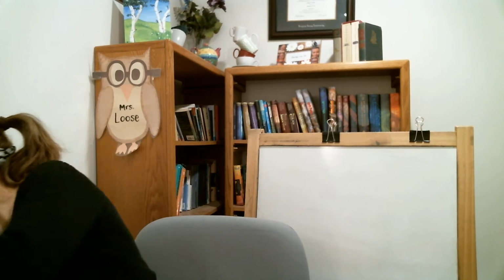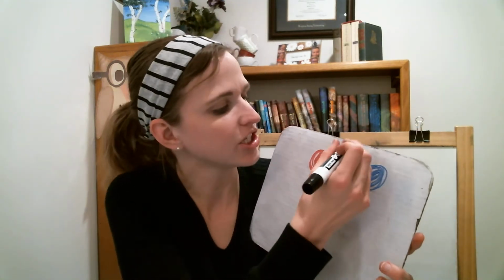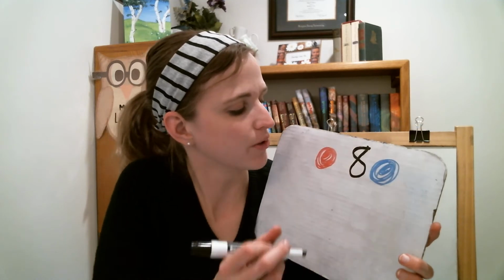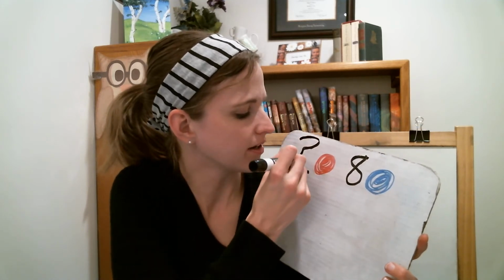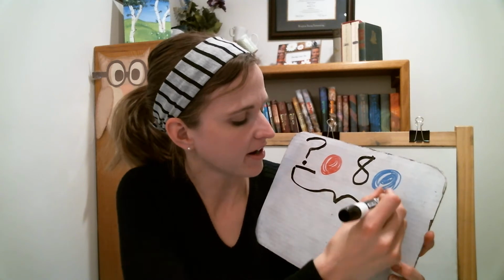Marla has some red marbles. She has 8 blue marbles. Marla has 13 marbles in all. Okay, so some of her marbles are red. Let me get out my red marker. Some of her marbles are blue, and she has 13 in all. It says 8 of the marbles are blue. We don't know how many red ones there are. Together, it's 13.